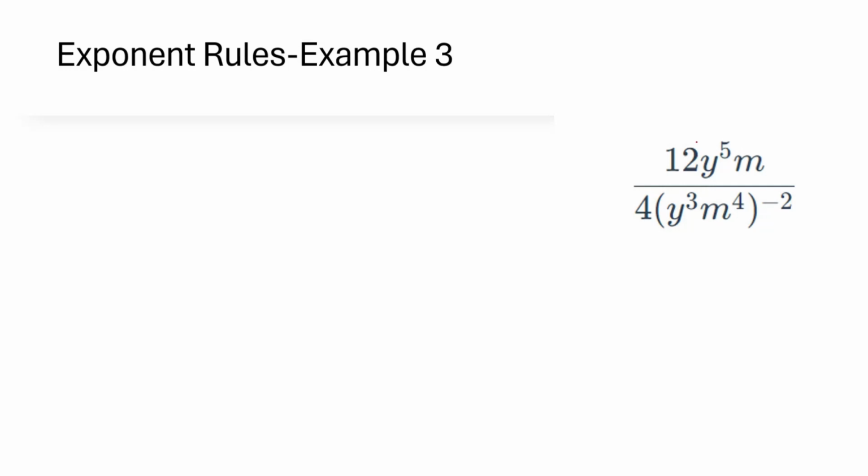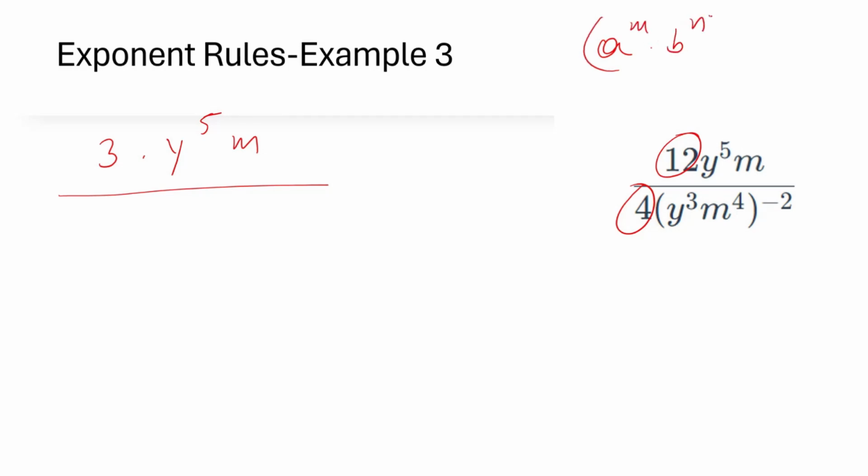Alright, so we got 12 divided by 4. That's the first thing. 4 into 12 is going to be 3. So we're going to have 3 at the top. Now we're going to have y to the 5th m. For the bottom, since we get rid of that 4, we're going to use the same rule again. The rule is a to m times b to n, and if I'm multiplying this by e, this is going to be a to m times e times b to n times e. As a result, we're going to get negative 2 times 3. So negative 2 times 3 for that one. Then we're going to have m to 4 times negative 2.